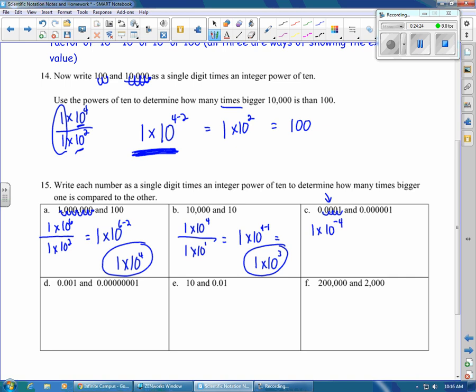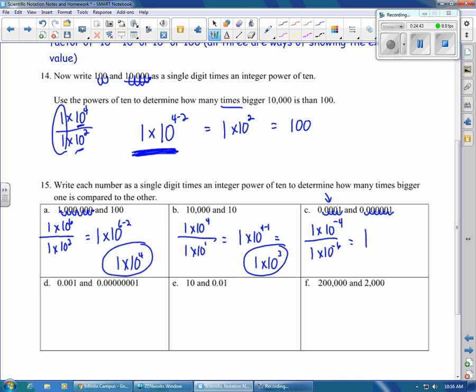Negative 4. The other number, again, 1 times 10 is your given. Everything's going to be 1 times 10. Just don't know the power yet. So here we go. 1, 2, 3, 4, 5, 6. So this one's the negative 6th power.